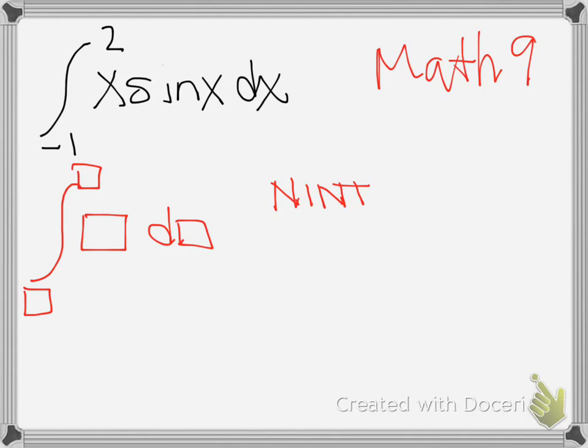Some of you have it come up NINT on the calculator or FNINT. If you have this notation with the parentheses, you're going to type in the function, comma, the variable with respect to that whole dx, comma, lower limit, comma, upper limit. That's what you're going for here. Okay, so that's what we're going to use with all this part.